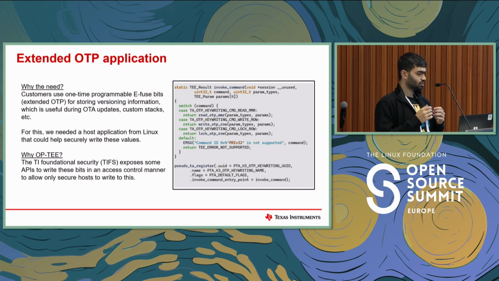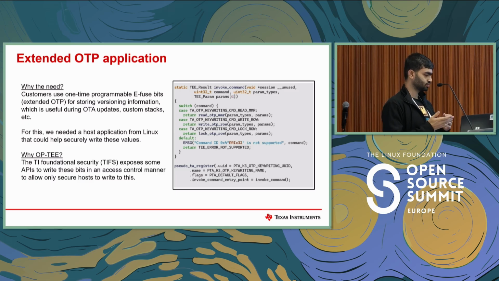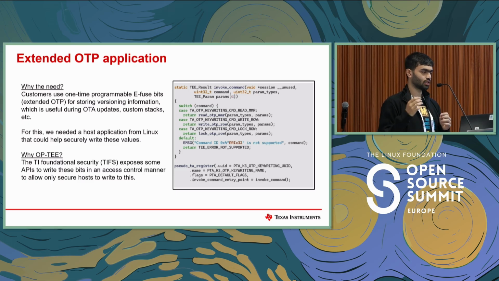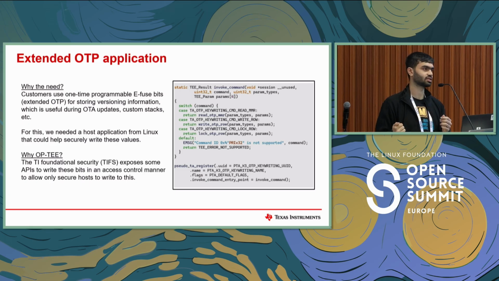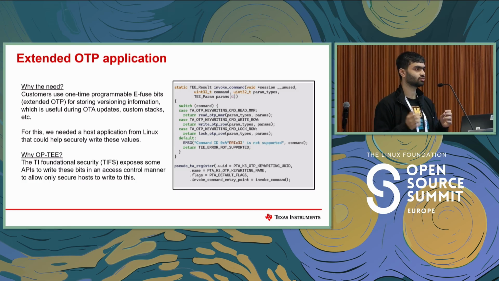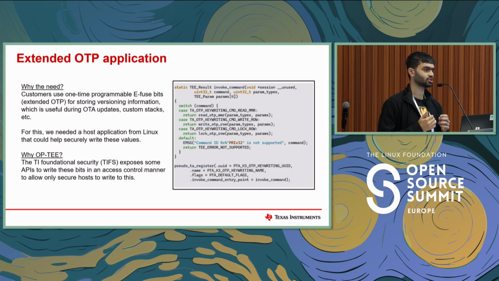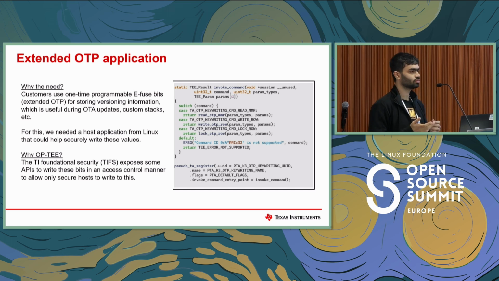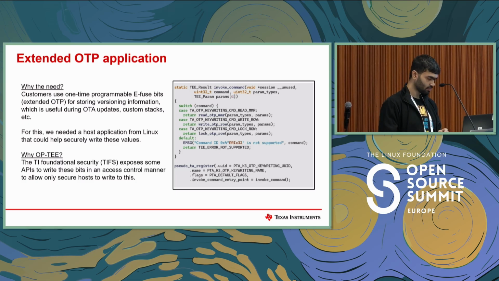Why OP-TEE? As I already mentioned, these bits are exposed to our TI Foundational Security, the software running on a Cortex-M4 system controller. These are exposed to the secure world, and whenever we have ARM TrustZone, it exposes all these sideband signals so that the other cores can know if a request is coming from a secure or a non-secure world. So at a system integration level also, TrustZone gives you that information, and you can use it to do whatever you want with it.